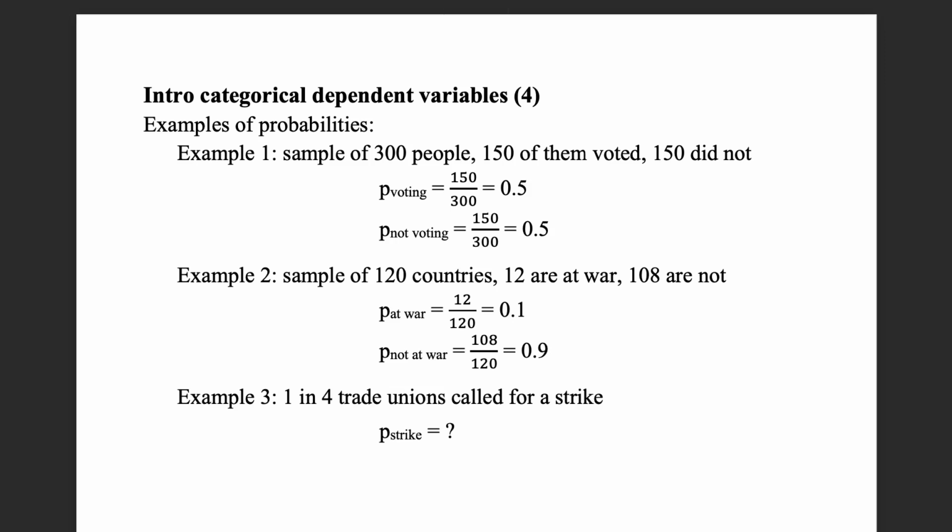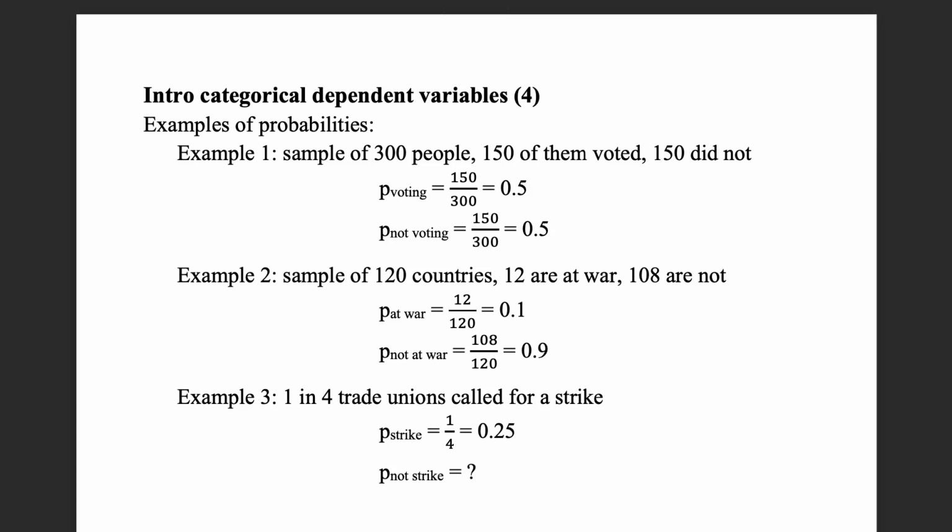This one maybe you have to think about a little bit more. I don't know how many trade unions I did observe, in fact, but I know that of all the trade unions that I did observe, 1 in 4 called for a strike. So what is now the probability that a trade union calls a strike? Great, it's 1 divided by 4, because for every 4 observations of trade unions, 1 called for a strike. So the probability of striking is 1 divided by 4, which works out to 0.25.